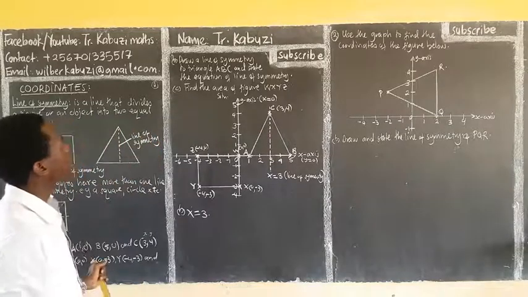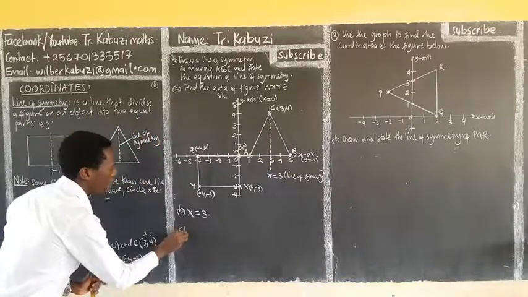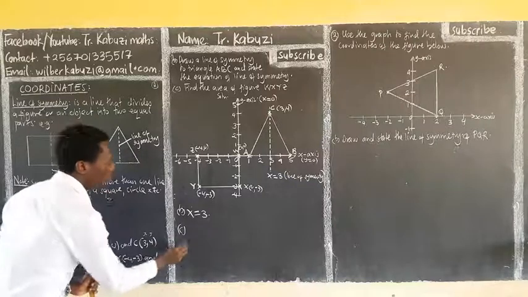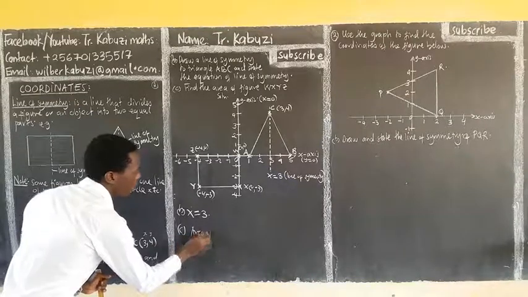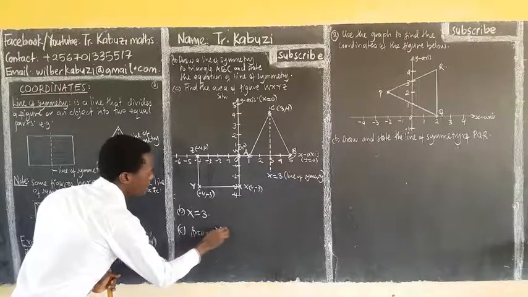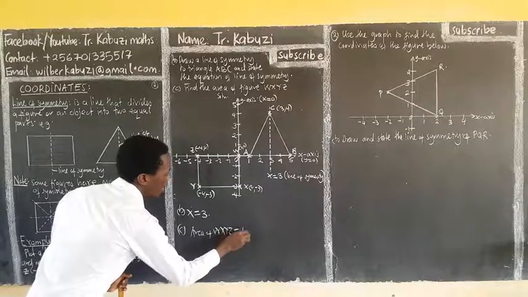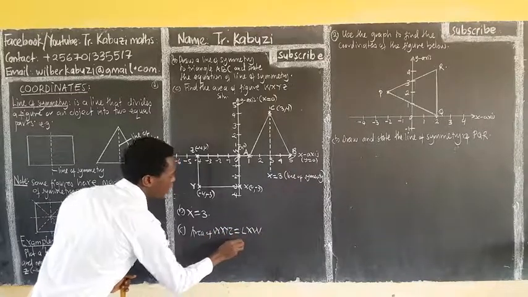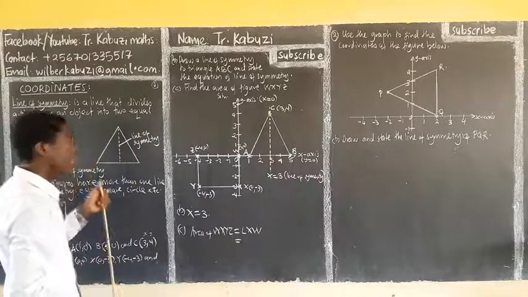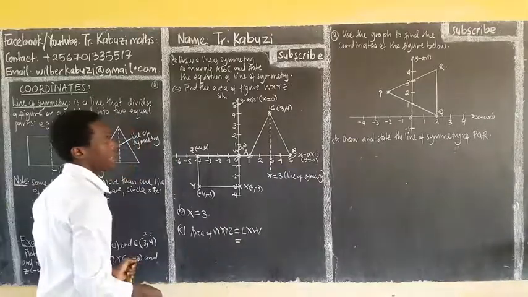Then after that, they're telling us to find the area of the rectangle WXYZ. So our area of WXYZ is length times width because it's a rectangle. Let us count how many we are having in the length.